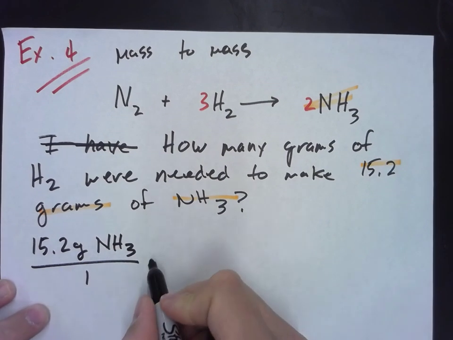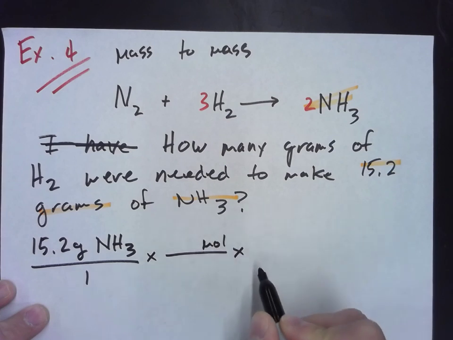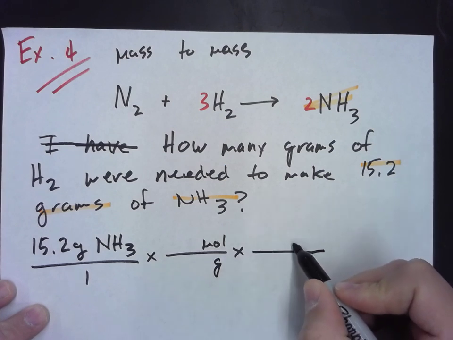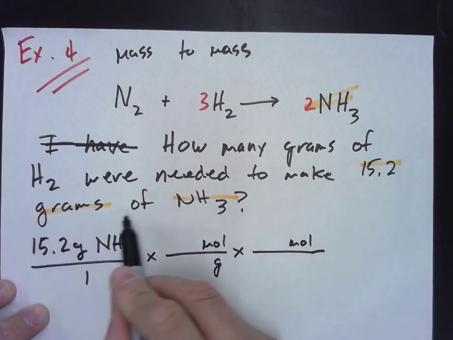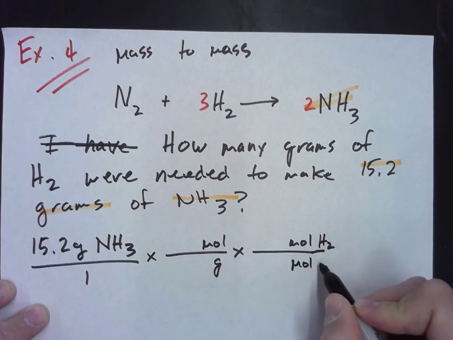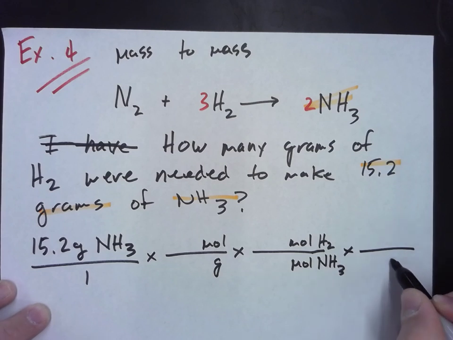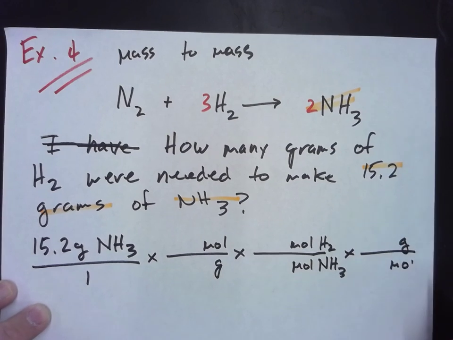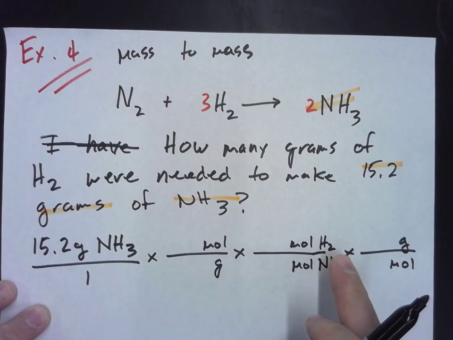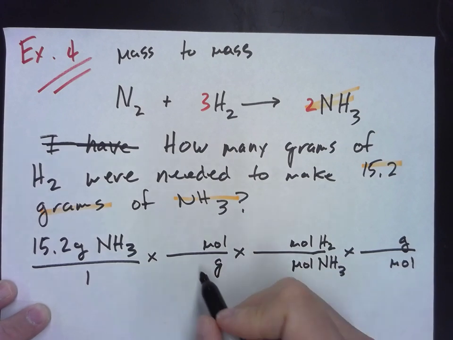I'm going from grams of NH3 to moles, right? So I can say moles, and then I'm going from moles of NH3 to moles of hydrogen, H2. Moles of NH3 to moles of hydrogen. And then finally, from moles of hydrogen, to grams. So, grams of NH3 to moles, then to moles of H2, then to grams of H2. Okay? So let's go ahead and do that.